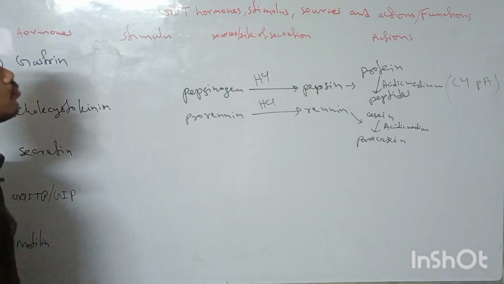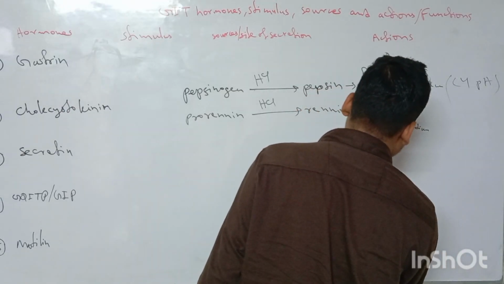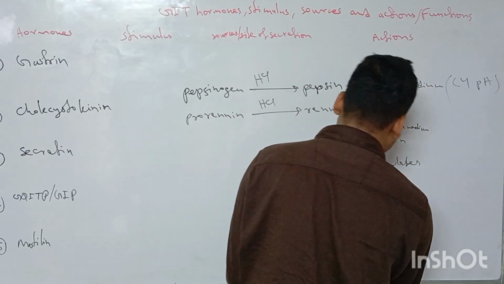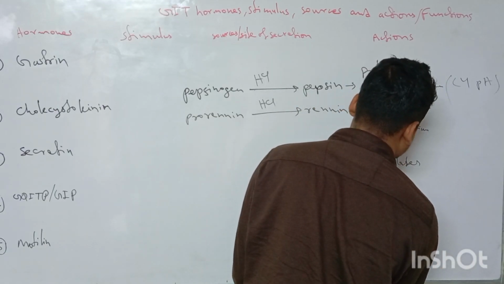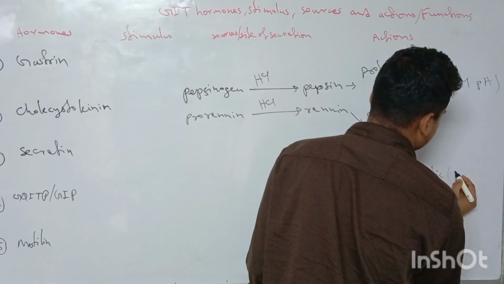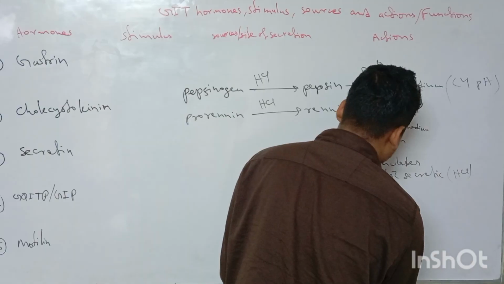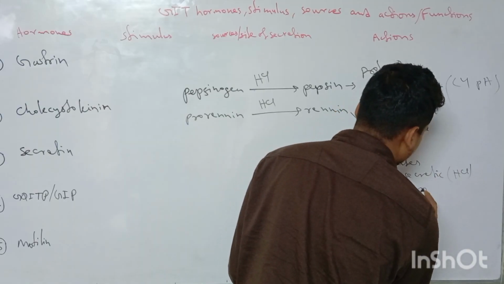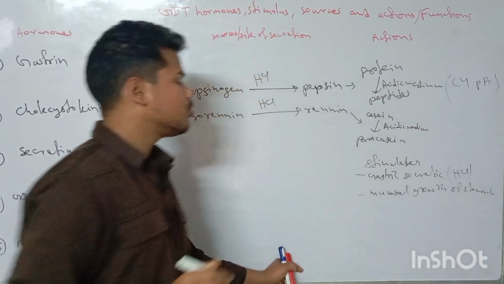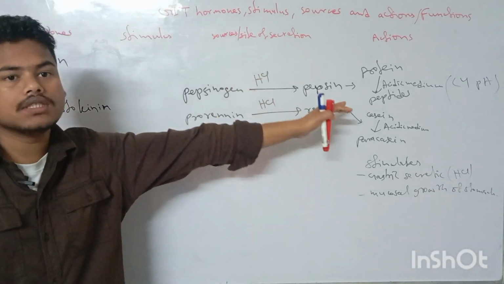So this gastrin, the functions I will mention here: it stimulates gastric secretion, and a major component of the gastric secretion is the hydrochloric acid, you know. Then it will stimulate the mucosal growth of the stomach. First, hydrochloric acid is needed for this enzyme action.